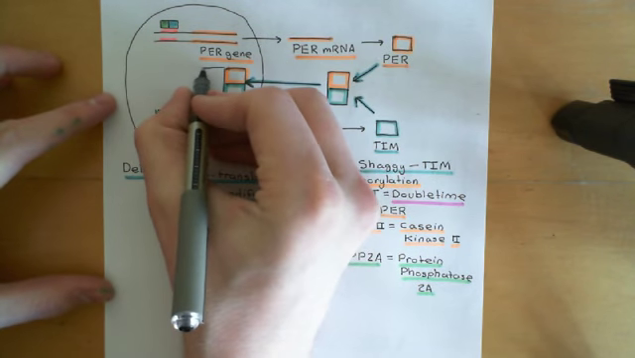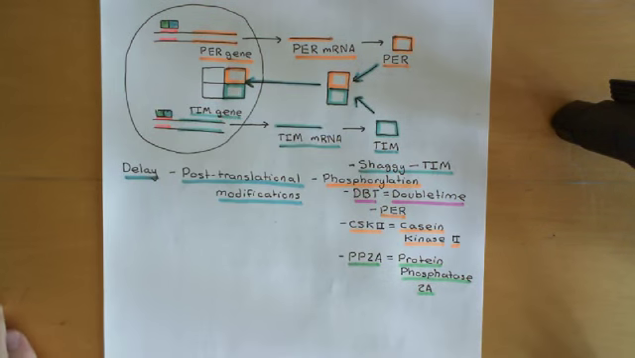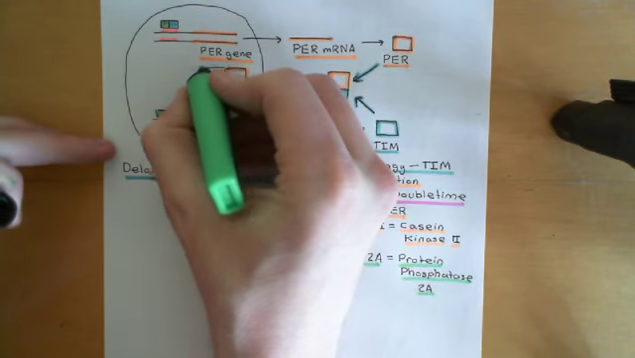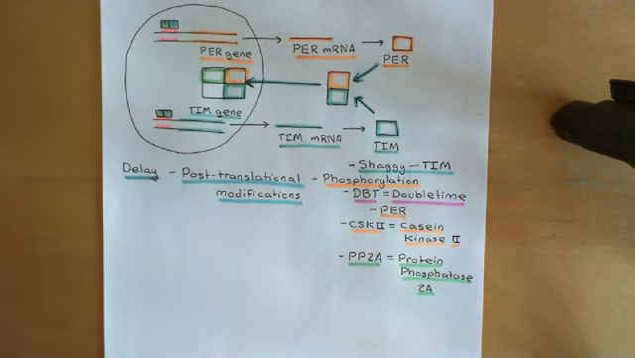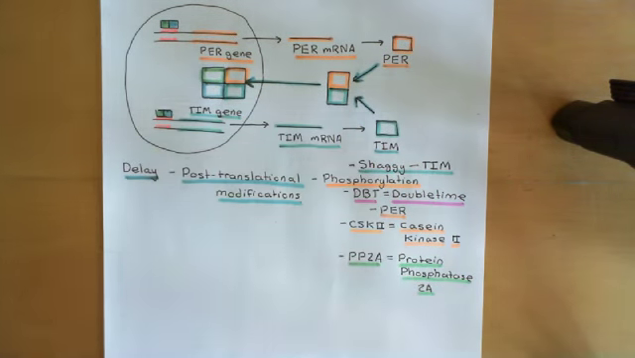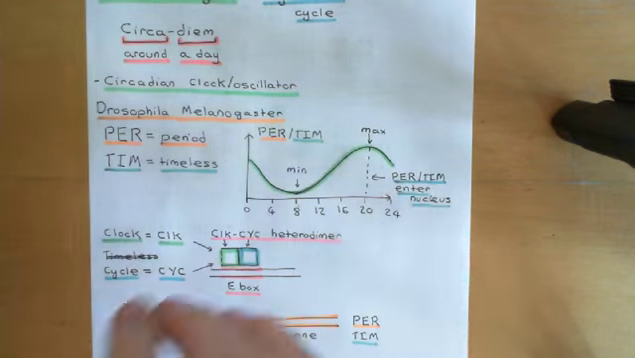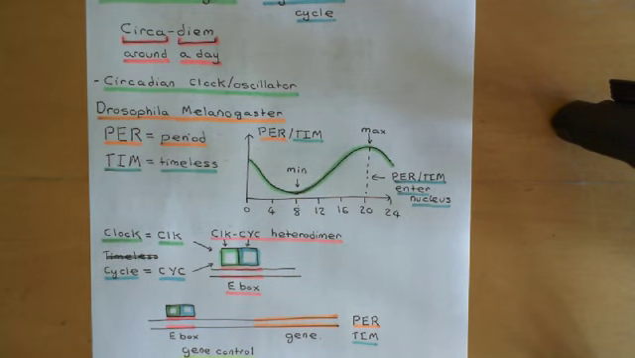So what now happens is when these period timeless heterodimers arrive in, they are going to bind to and inhibit the clock cycle heterodimers. So here now is my clock cycle heterodimer, sequestered away by these period timeless heterodimers. So going back to this graph, at 8 o'clock at night, this is what's going to be happening. Period timeless heterodimers have got into the nucleus, and they are now sequestering and therefore inhibiting the clock cycle heterodimers. So clock and cycle are no longer functional.